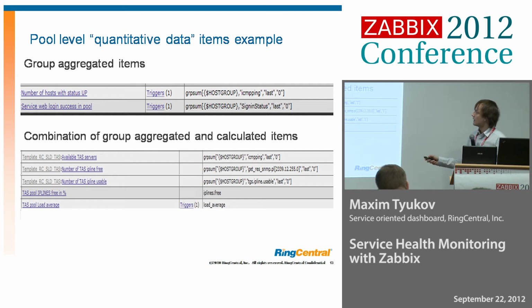In the same way, we collect another data group, aggregated data, like the number of IP lines free. Actually, TAS is a kind of telephony server. So we collect IP lines free in all groups, in all pools. And then we have the number of hosts alive in a pool and the number of IP lines free.